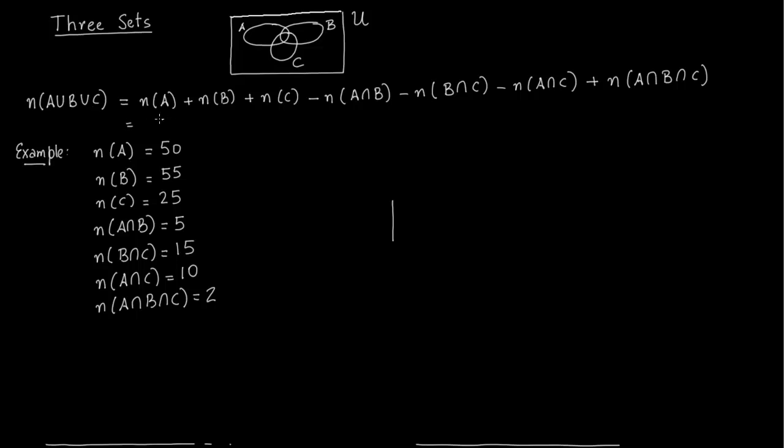So we start plugging in the numbers here. So you have 50, 55, 25, minus 5, minus 15, minus 10, plus 2. Add them up, you get 102. So this is how we can compute the total number of elements in A union B union C.